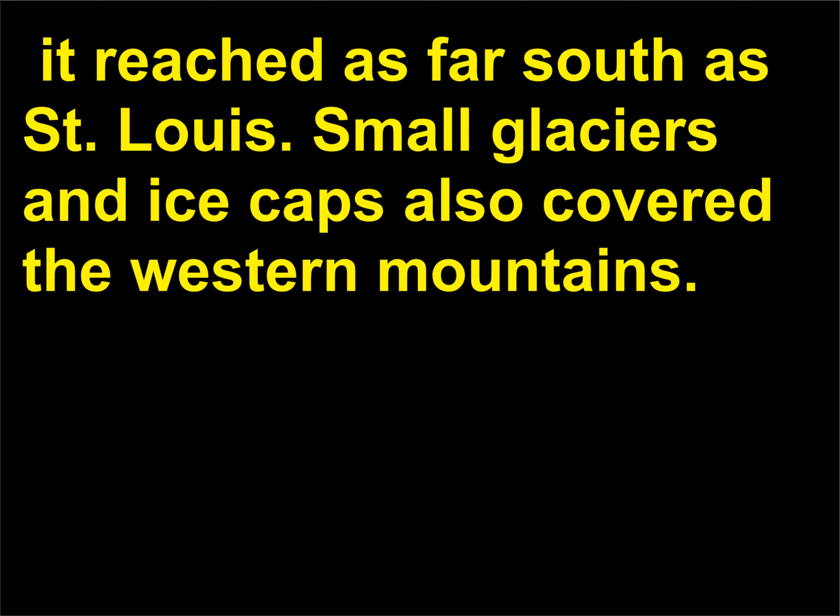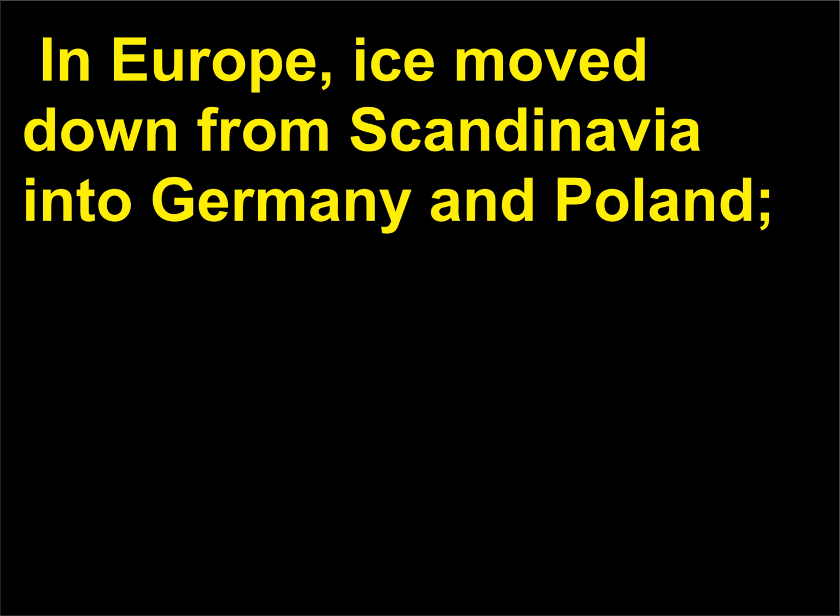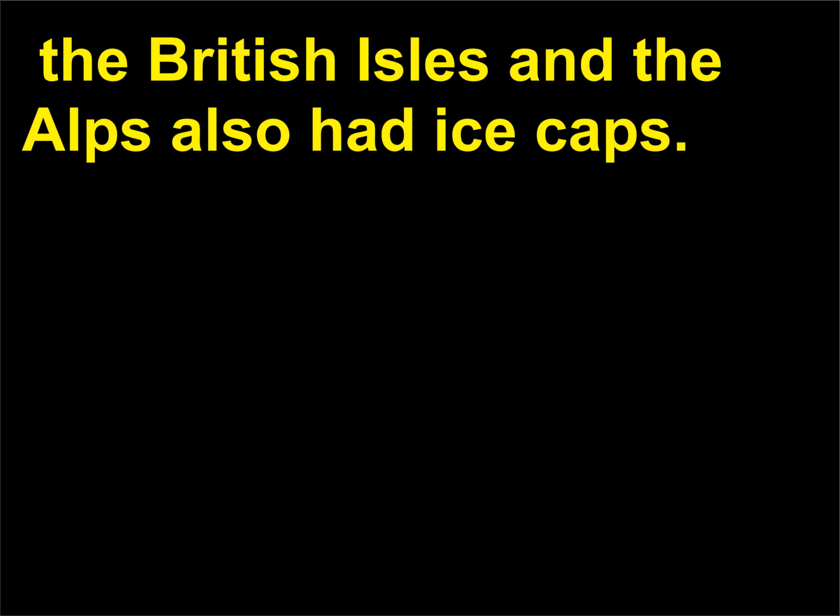It reached as far south as St. Louis. Small glaciers and ice caps also covered the western mountains. Greenland was covered in ice as it is today. In Europe, ice moved down from Scandinavia into Germany and Poland. The British Isles and the Alps also had ice caps.